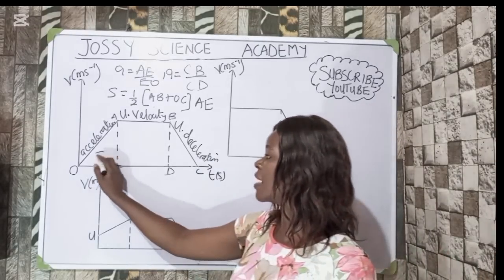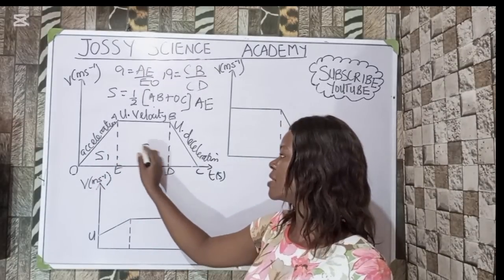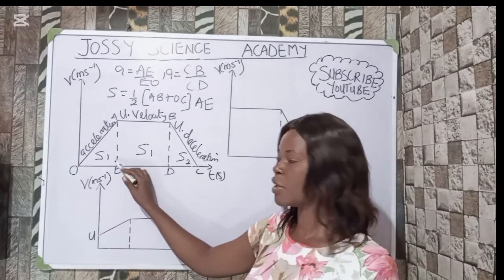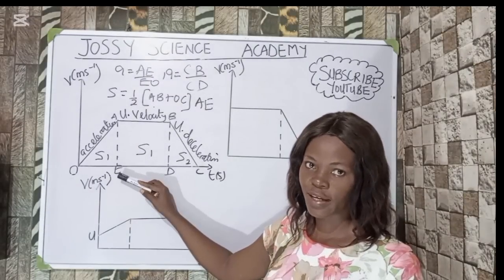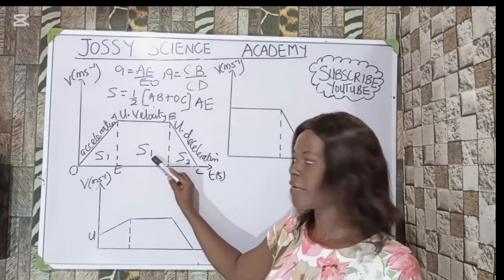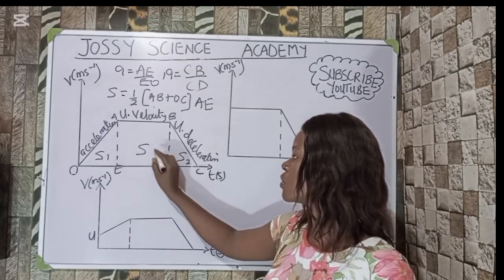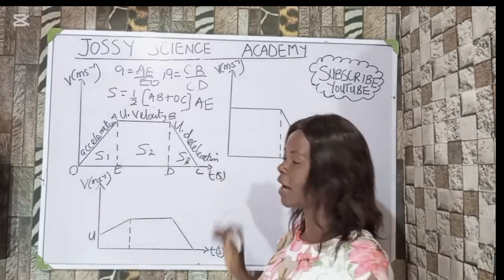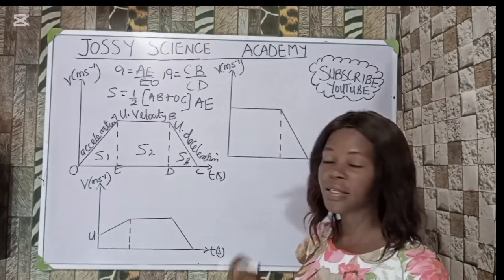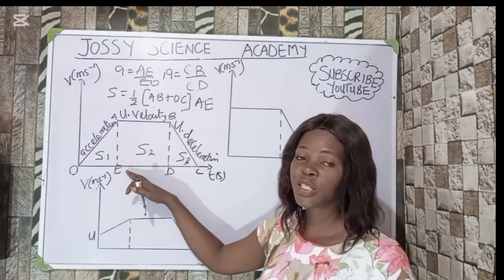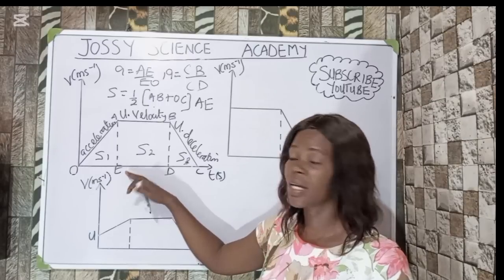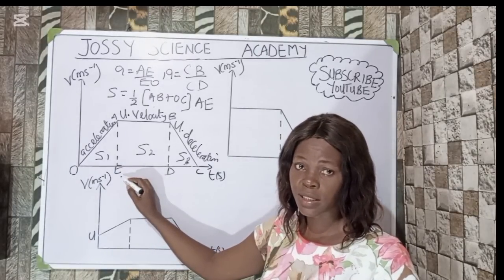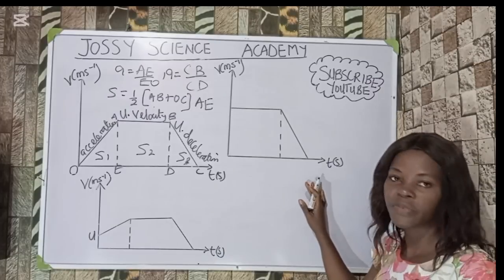Now, another question you might still expect from this is this. They can ask you to find this distance, and this distance. S1 is simply the shape of a triangle, while this is the shape of a rectangle. So this is, sorry, S2, and this is S3. If you add them together, you're going to get the total distance traveled. Why I explain it this way is that in case they ask you to calculate the distance from here to here, perhaps we are given time at this point E. Is that clear?